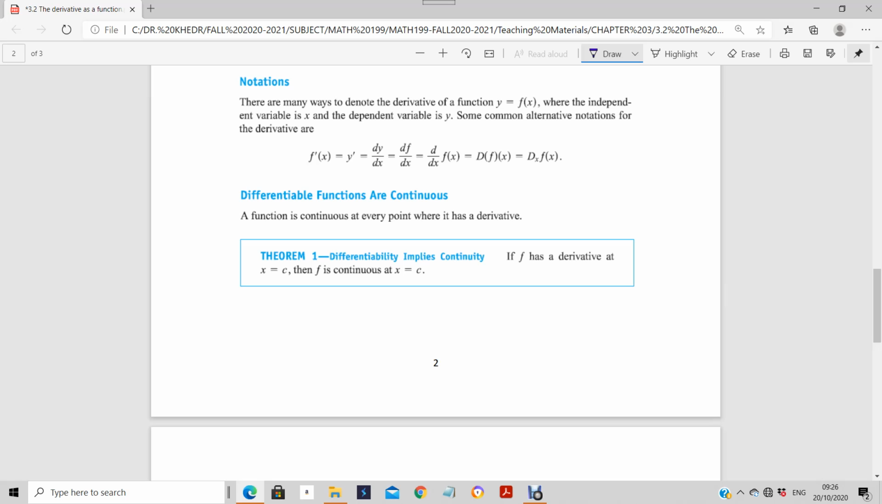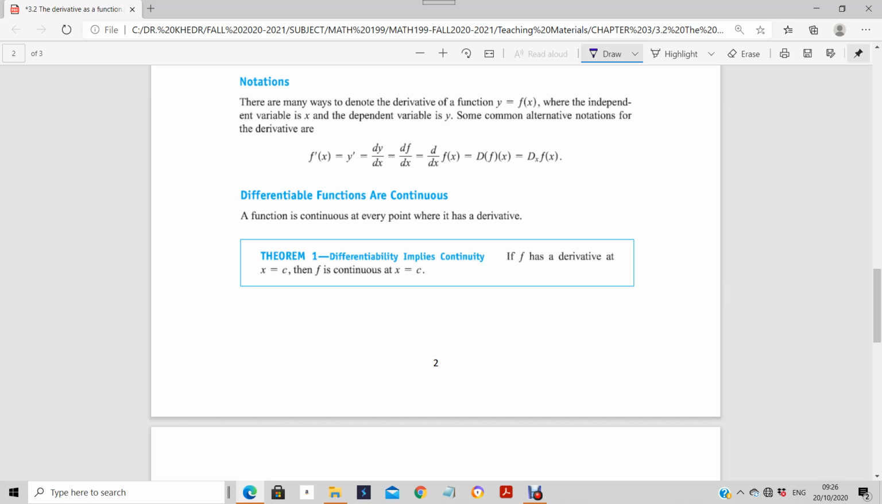Here we have a theorem. The theorem says this relates the differentiable function and the continuous function. So the theorem says the function is continuous at every point where it has a derivative, which means that if f has a derivative at x equals c, then f is continuous at x equals c. So if you prove that the function has a derivative at certain value of x, then the function is continuous at that value of x.